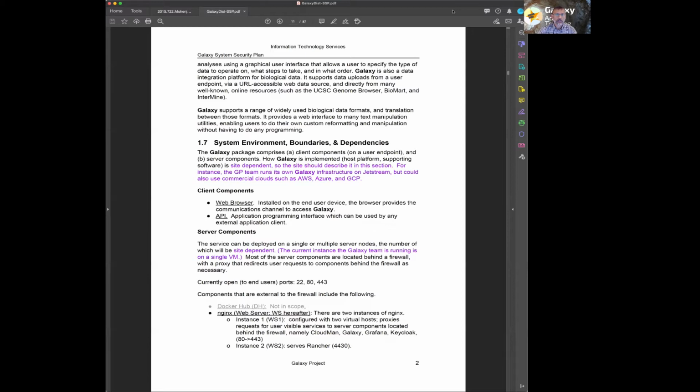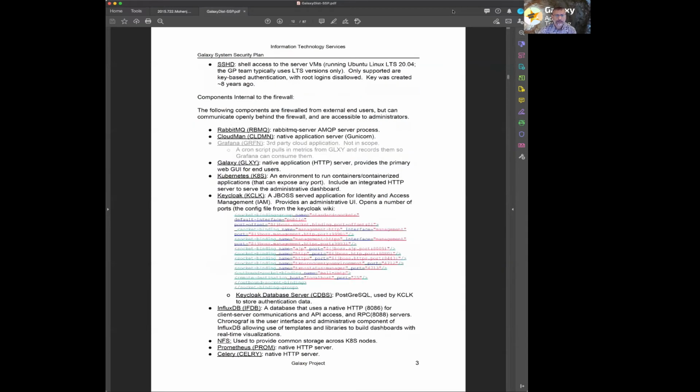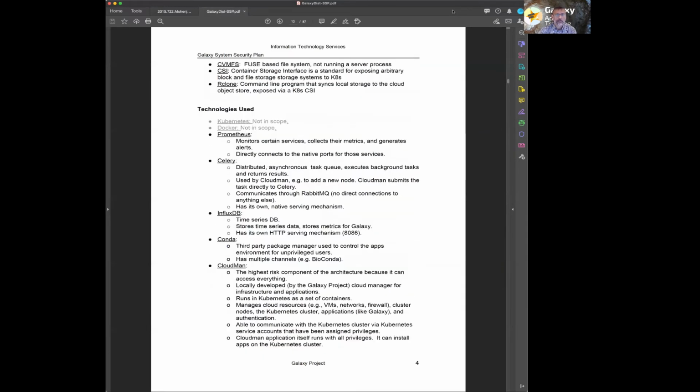Then it starts talking about the system itself in a little bit of detail, exactly what the system environment is, what the boundaries are, which means what part of the system is in scope. It might be just the basic system itself, or it could be something external to it that is also in scope for the particular kind of compliance you're doing, or depending on where the protected health information, for example, is flowing, and dependencies, because the security of the dependency also, of course, comes into play.